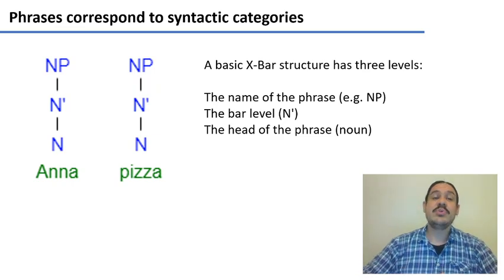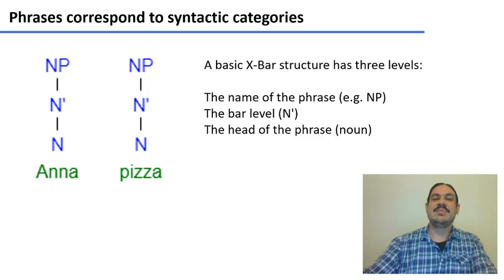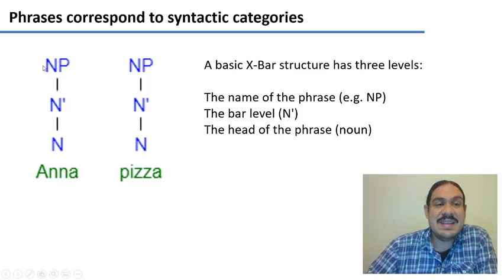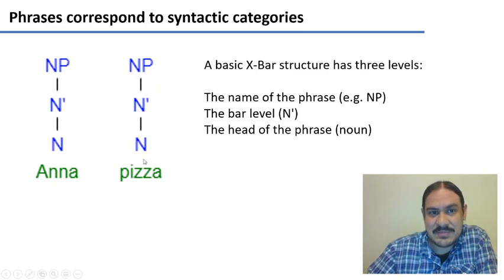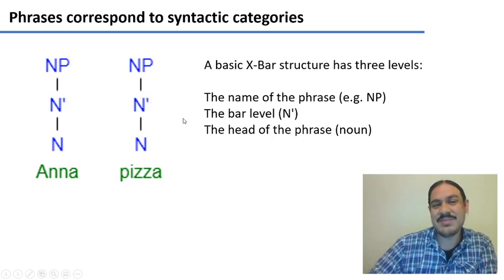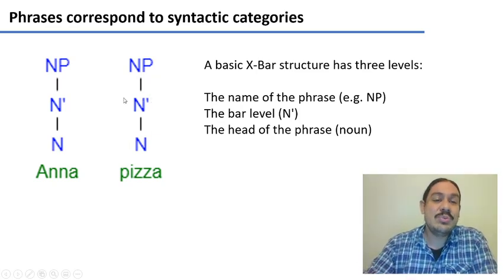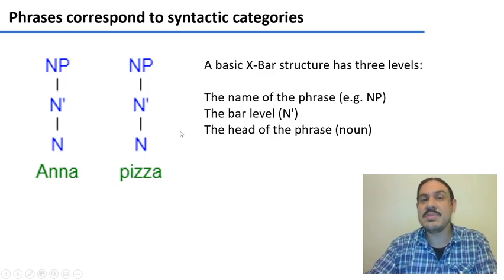For all of these phrases, we're going to project something called an X-bar structure. This is going to have three elements. The first one is the name of the phrase itself, a noun phrase, for example, and for the noun phrase pizza, it's going to have at the bottom the head of the phrase, which is a noun for pizza, for example. So this is a noun phrase because its head is a noun, pizza. And then in between these two, we're going to have a level called the bar level, which looks like an apostrophe, but we call it bar n. We're going to use this to attach additional or satellite information. So we're going to use this skeleton to then combine it with other types of phrases.